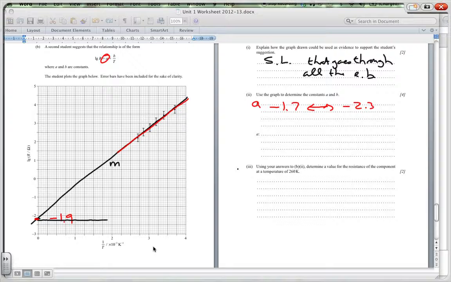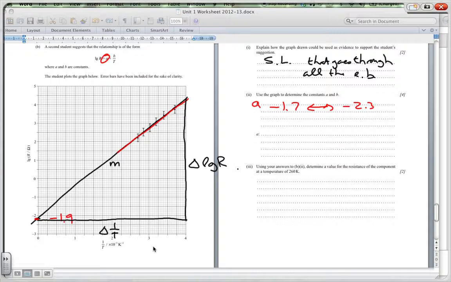I'll draw a line right the way across like this. Now obviously mine's not going to be so good because I'm doing it a bit rough. But b is going to be the slope. So this is going to be your change in the 1 over t, and this is going to be your change in the log of r. And that will give you your b value. So let's have a look and see what it is.